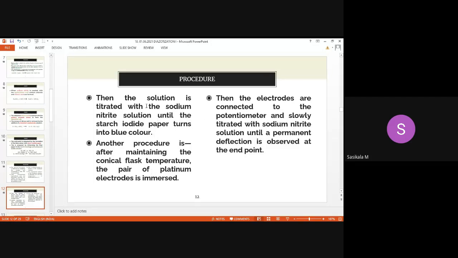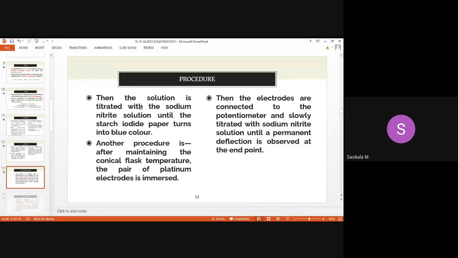One is adding starch iodide paper, finding the endpoint through starch iodide paper. So this is the indicator detection method. And this is the electrometric detection method, where a pair of electrodes is immersed in the solution to monitor the diazonium formation and to monitor the endpoint, where deflection occurs at the endpoint when you draw the graph, and that deflection represents the endpoint. So this will be very accurate compared with the indicator detection method. So there are two types of detection methods, as we have discussed earlier in other titration methods: the indicator detection method and the electrometric detection method. Both are applicable for diazotization titration also. So this is about the procedure.